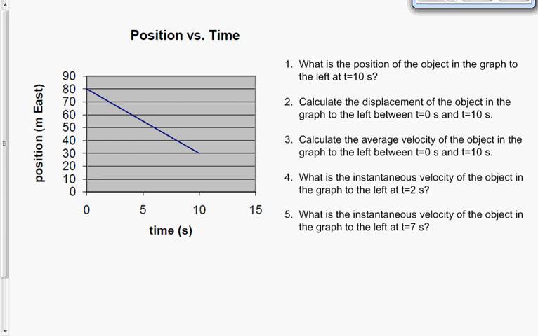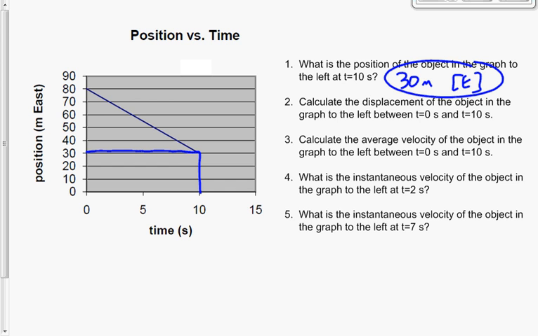What is the position of the object in the graph to the left at t equal to 10 seconds? What do you do to find position? Remember, when you want to find something that's on one of the axes, all you do is read it right off the graph. Position is on the y-axis, so go up and over. At 10 seconds, the position there is 30 meters to the east. Does that make sense? Good?